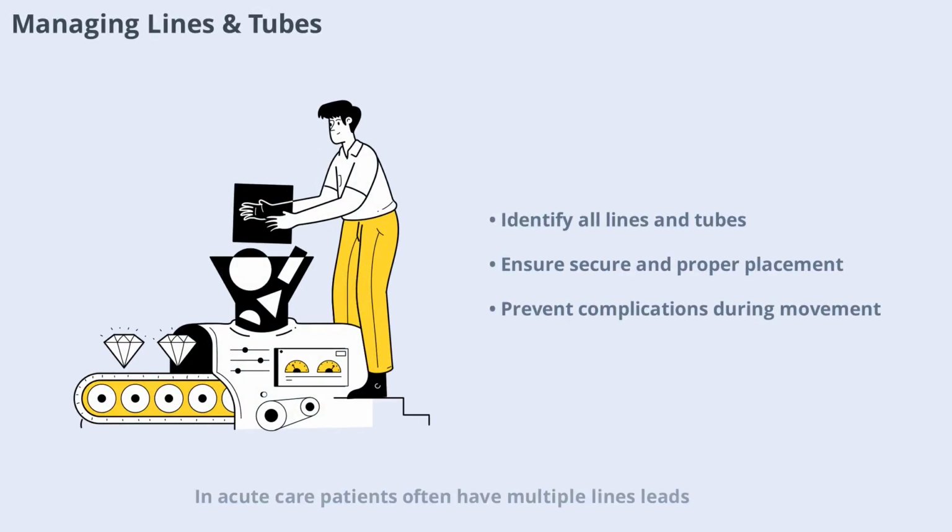In acute care, patients often have multiple lines, leads, and tubes attached. It's crucial to identify and manage all connections such as IV lines, oxygen cannulas, feeding tubes, urinary catheters, surgical drains, EKG leads, and pulse oximeter probes.